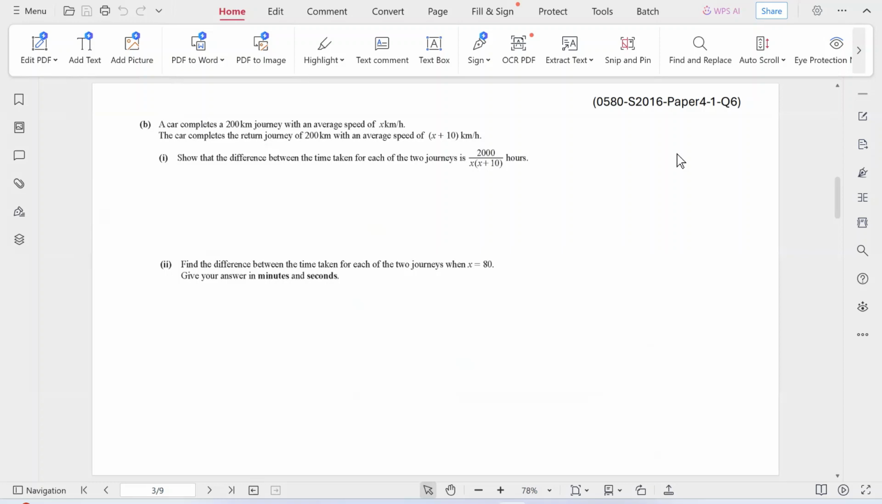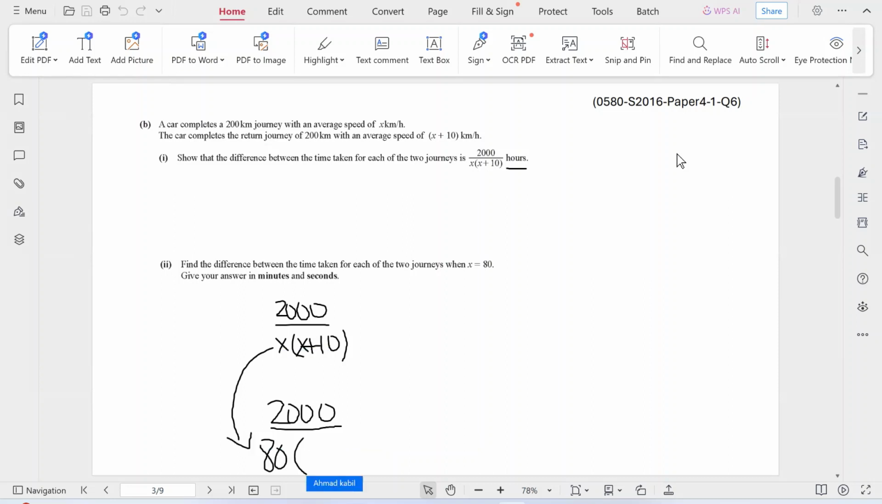So we don't need to do this over again because we already got an expression for the difference. The difference is 2000 over x times x plus 10. However, this difference is considered in hours, but they want the difference in minutes and seconds. So first of all, we need to plug in the value of x that they gave us. So we get 2000 divided by 80, which is this x here, multiplied by x plus 10, which gives us 90.